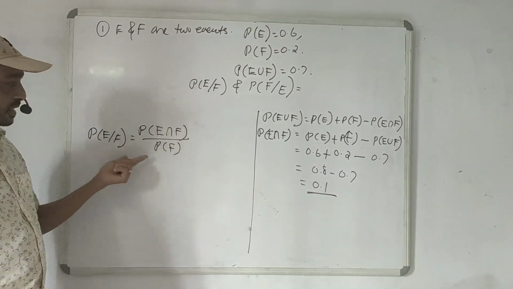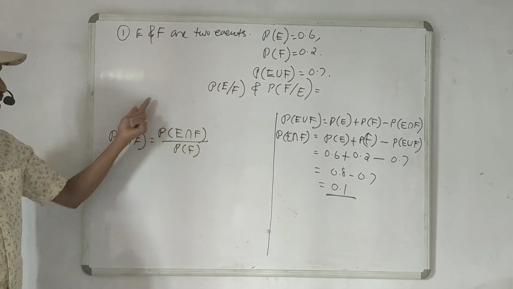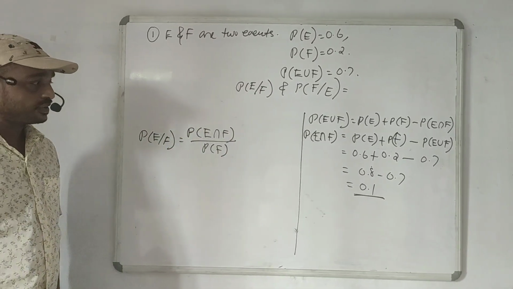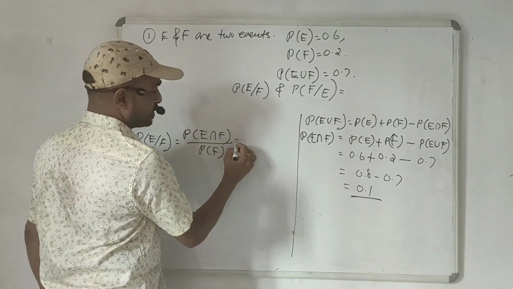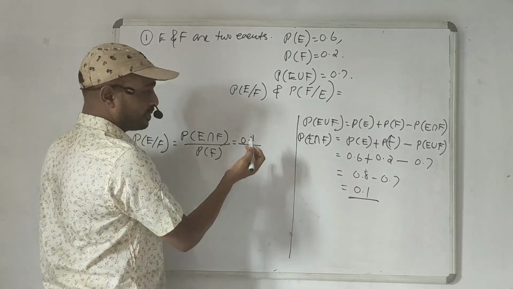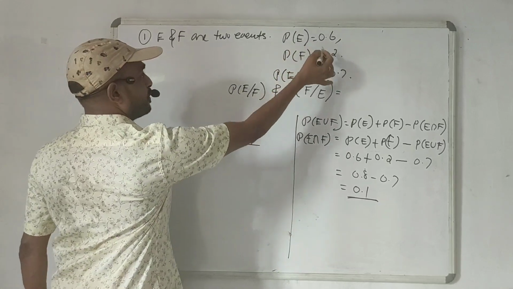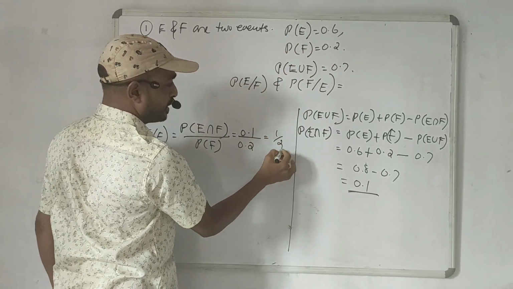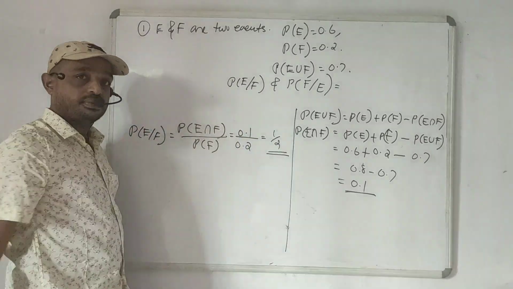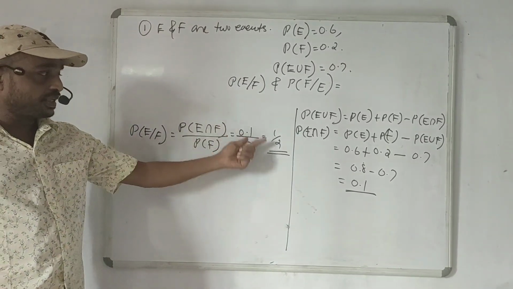Now you can make use of this formula. P of E intersection F is 0.1, so this is 0.1 divided by P of F, which is 0.2. That is equal to 1 by 2. Multiplying numerator and denominator by 10, you will get 1 by 2.